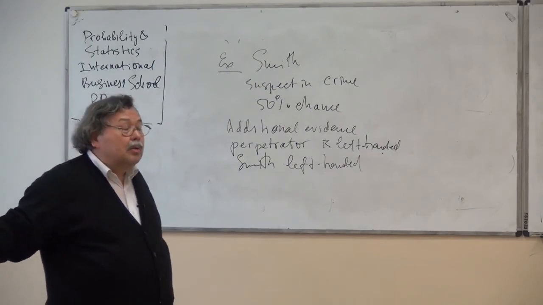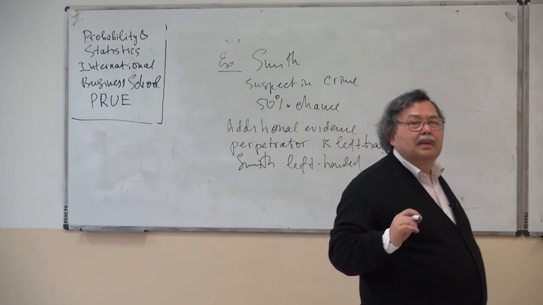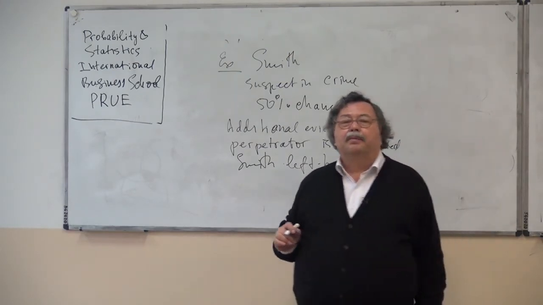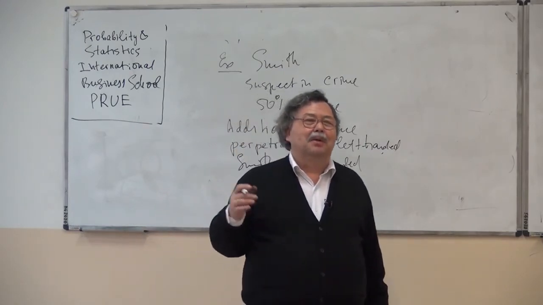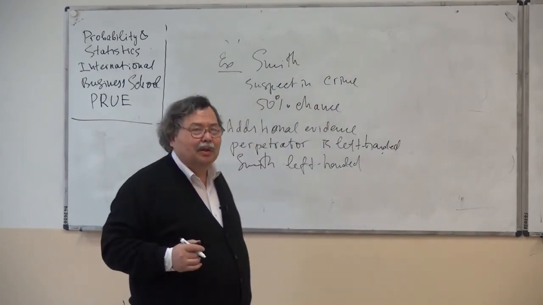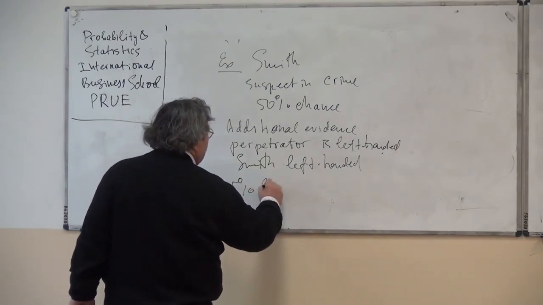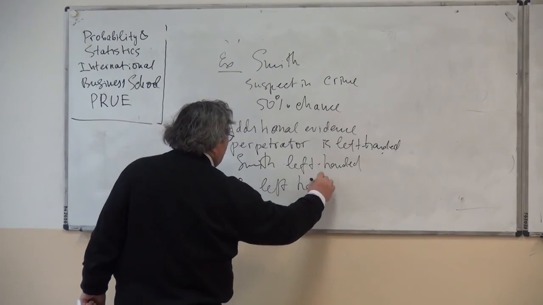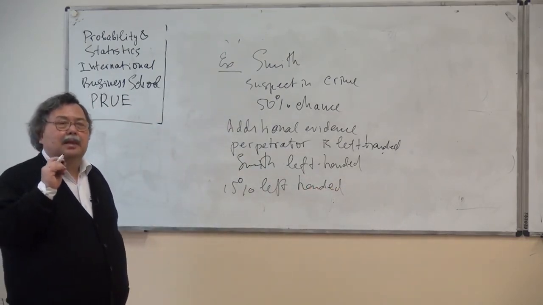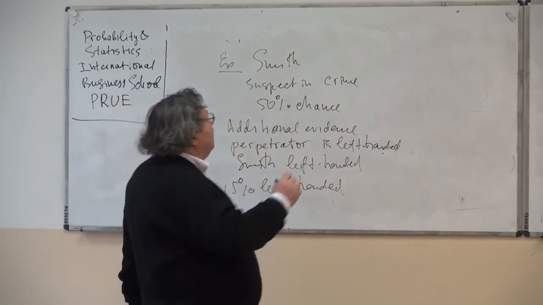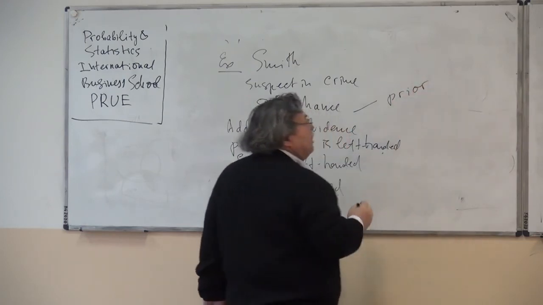Well, yes, because there is a relatively small proportion of left-handed people in the entire population. Actually, I just consulted Wikipedia, and if we believe Wikipedia, about 15% of the total population are left-handed. So 15% are left-handed. Okay. Now, let me add some terminology here. This is called prior probability.